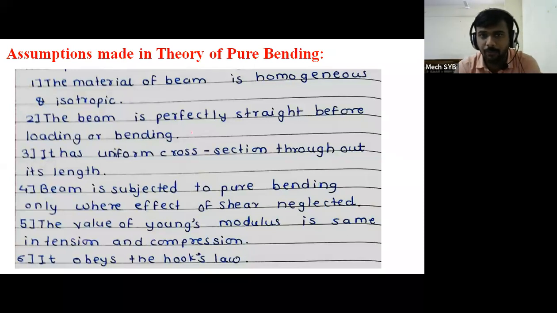Now in today's lecture we'll discuss the assumptions made in the theory of pure bending. So these are the assumptions in front of you. Why do we have to consider these assumptions? Because whenever we have to calculate the bending stresses in a beam, before that calculation your beam has to satisfy these 6 conditions. If we want to find the bending stress in any beam, before calculation, before loading, that is before applying load on the beam or while calculating the bending stress, the beam must satisfy all these conditions.